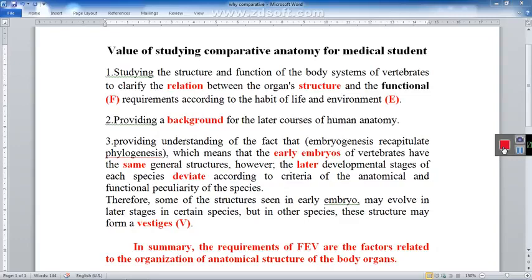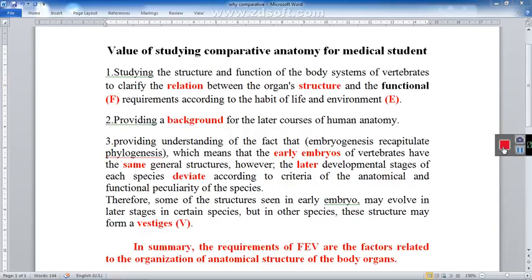Haidar Jawad Mubarak. This is an introductory view to the topic of comparative anatomy that is part of the curriculum of medical biology for the first year student, College of Medicine, Al Nahran University in the second semester, 219-220.